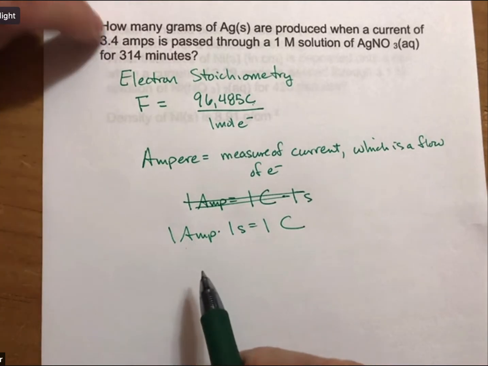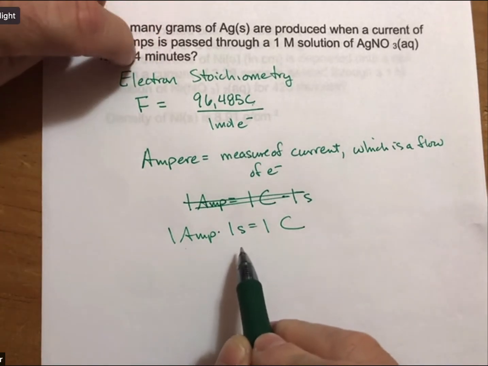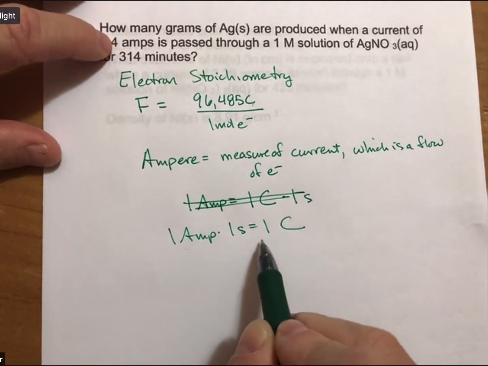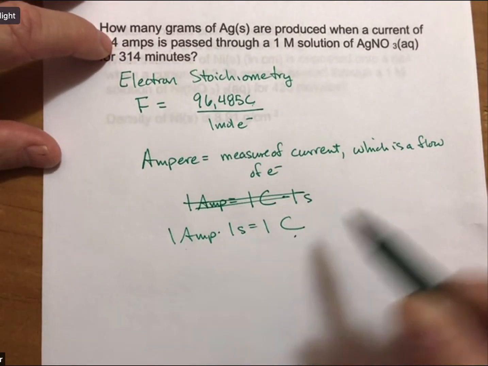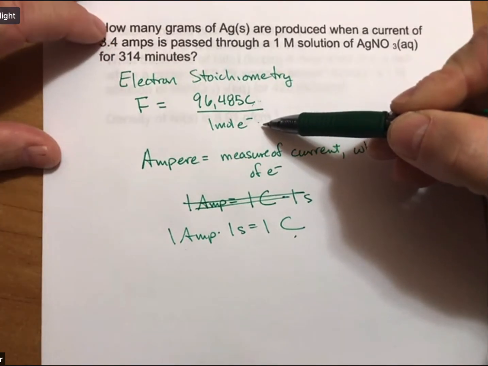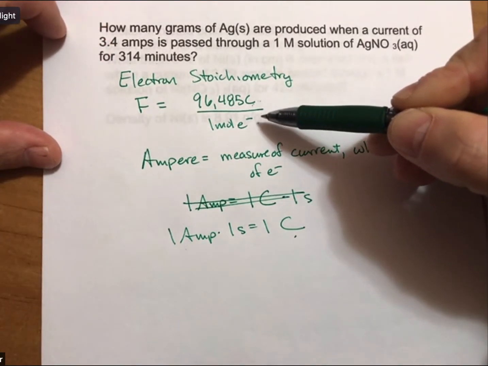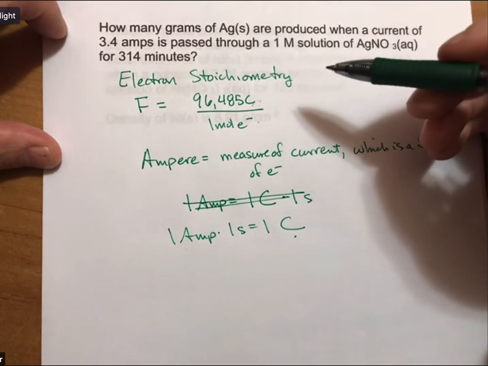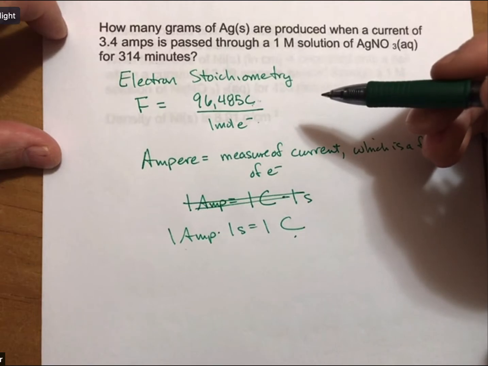If we know the amps and the time in seconds, which of course we're going to have to convert this number of minutes up here to seconds, we can get the coulombs of charge. We can use the Faraday constant to convert coulombs into moles of electrons. And from there, we'll be able to get moles of silver and grams of silver.